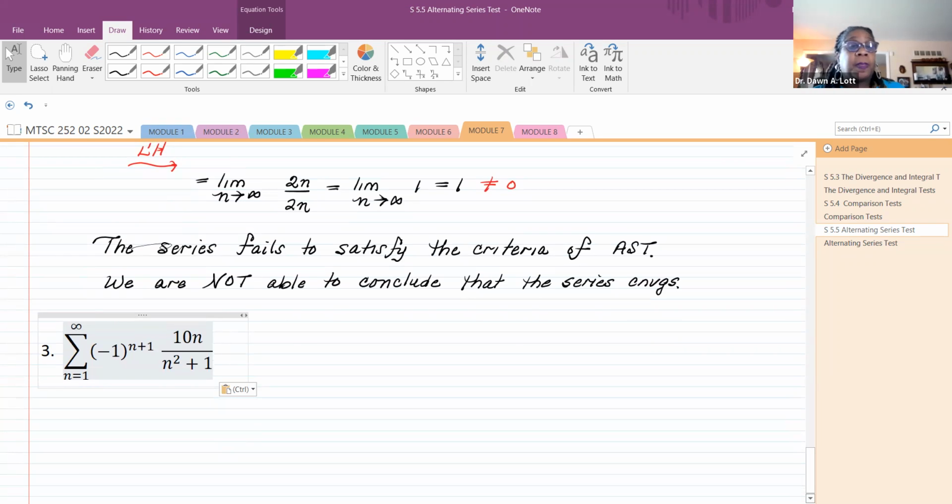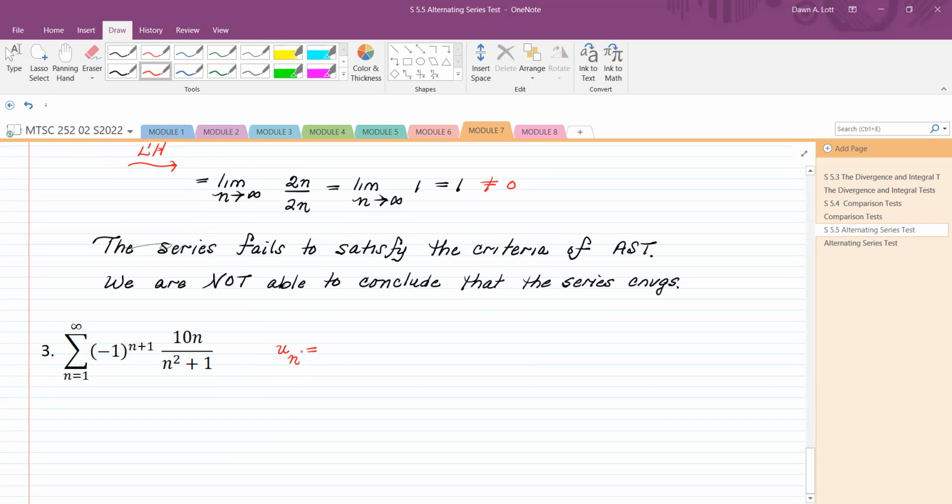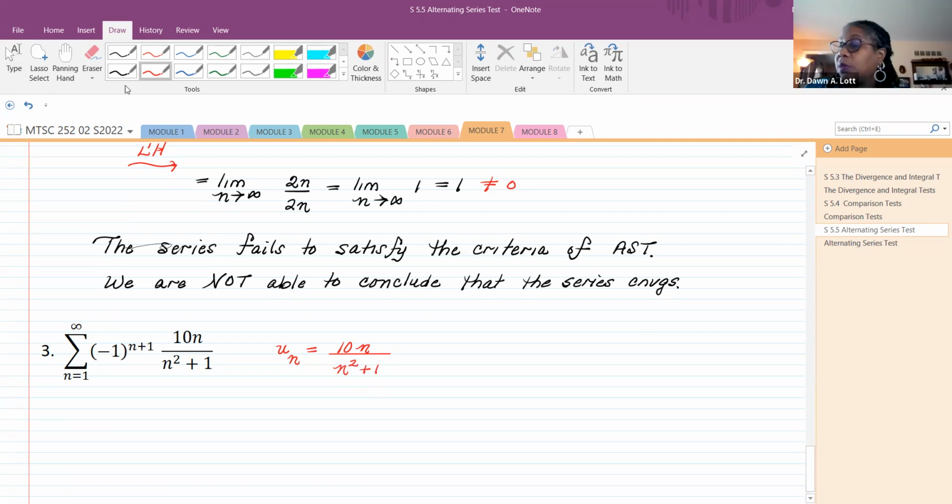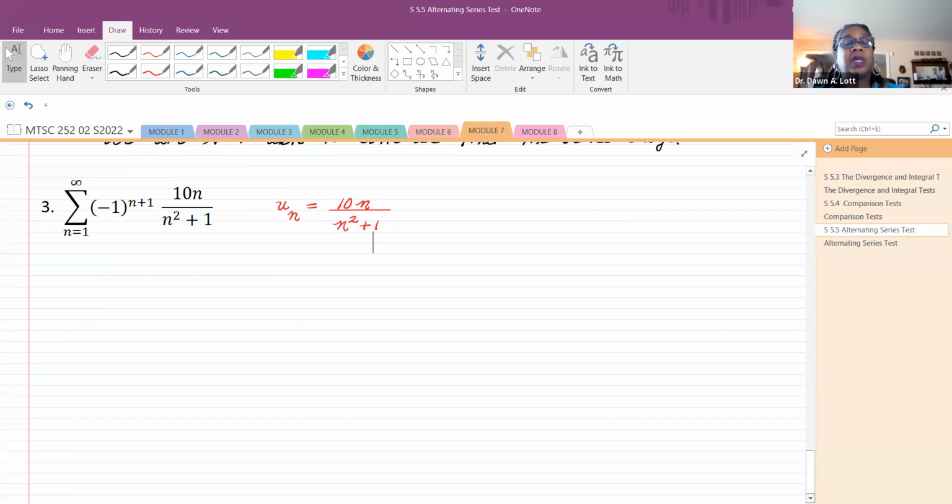So here we have our third example. So what is u_n? 10n divided by n squared plus 1. Okay, so it is awesome that we can identify u_n. That is the first thing we need to do. So now that we have u_n, we need to check A, B, and C.